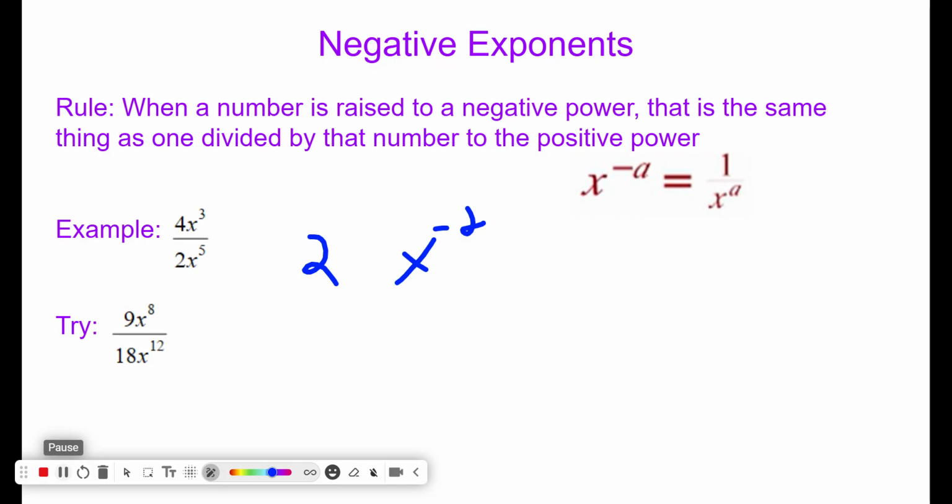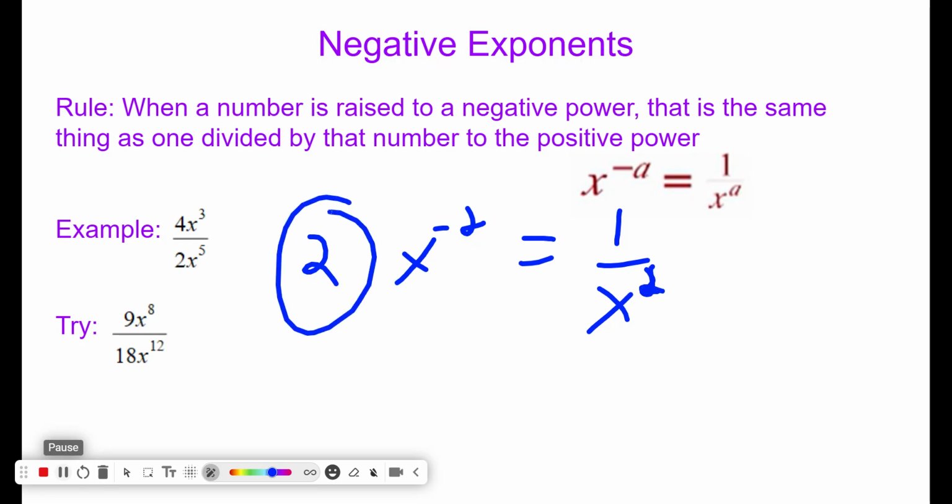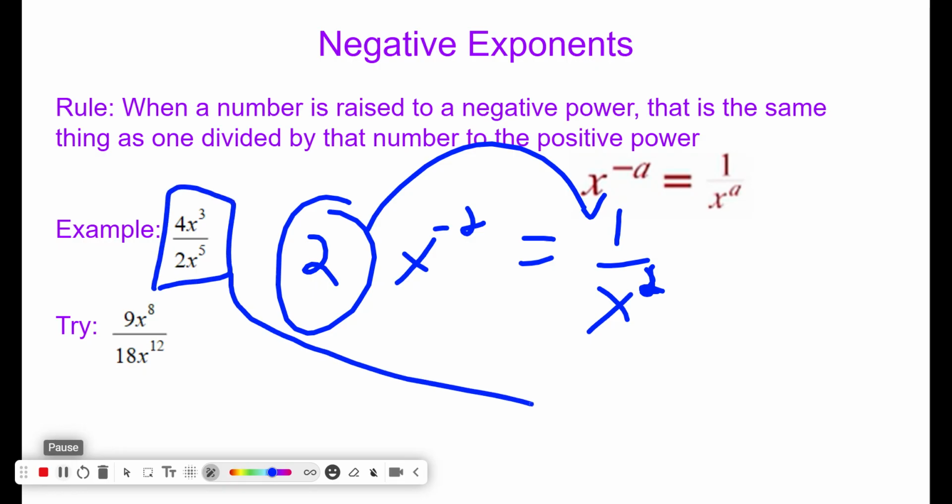X to the negative second power is going to equal 1 over x to the second power. That's going to be the simplified version of that. We can't forget this number 2. 2 is going to stay in the numerator, 2 times 1. So our answer for what the most simplified version of this question is 2 over x squared.